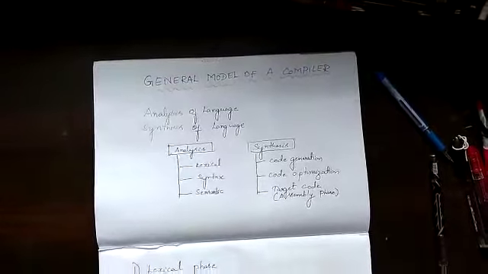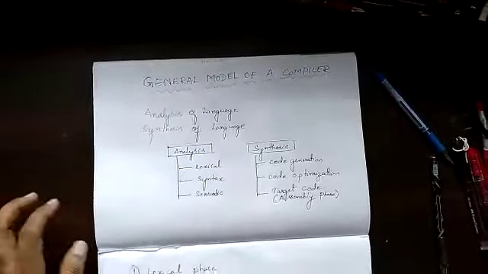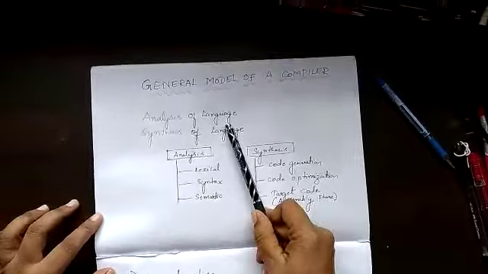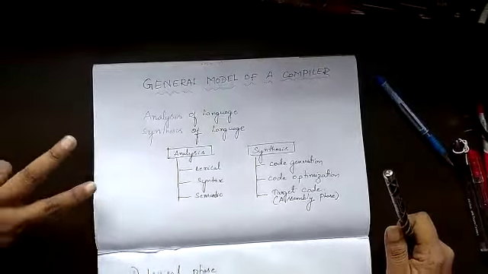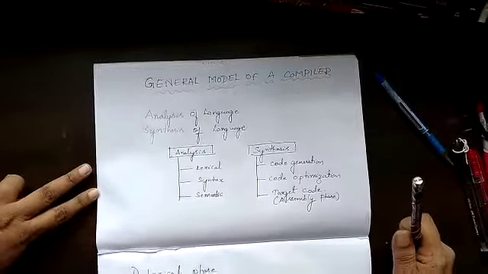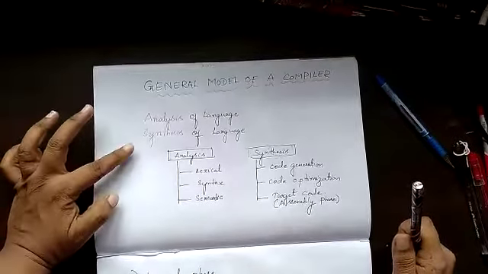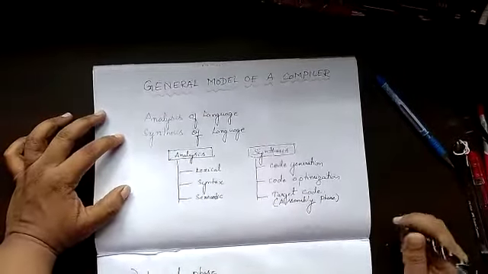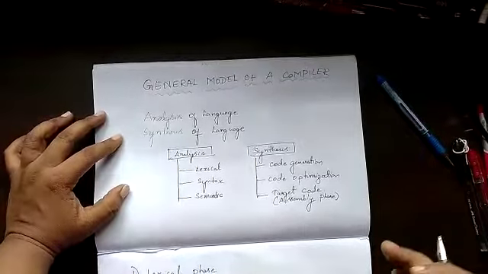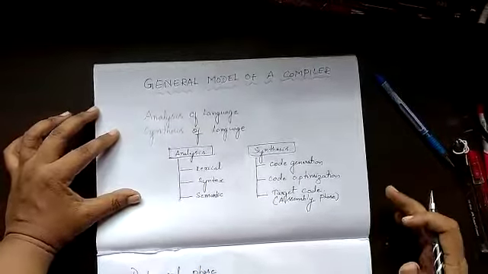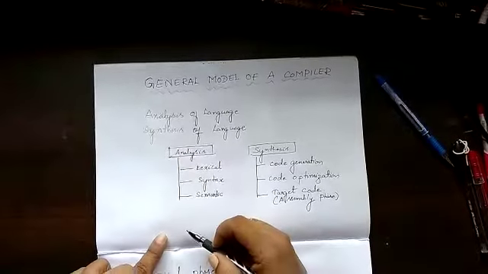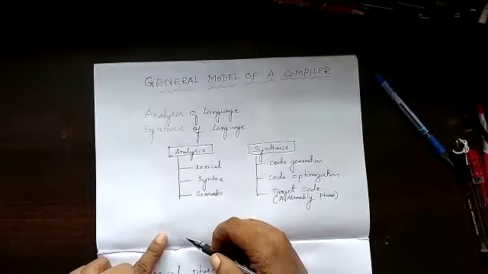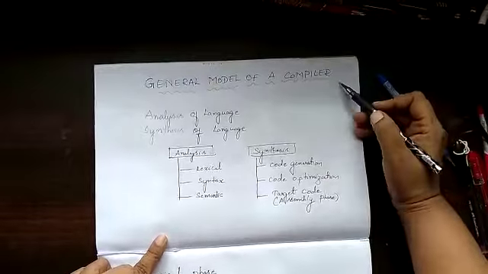General model of a compiler. When you are speaking about the general model of a compiler, there are analysis and synthesis. The compiler design is divided into only two parts, analysis and synthesis. Analysis is nothing but breaking the code down into components, analyzing them, and following a particular procedure accordingly based on the compiler.